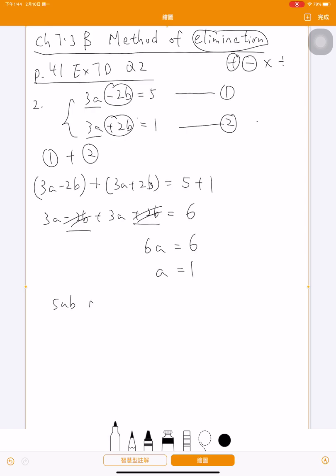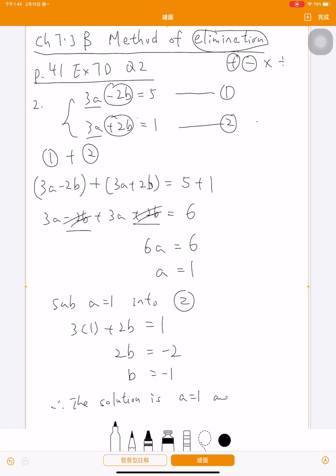So again, just the same method, substitute a is equal to 1 into, for example, equation 2. So 3 times a, that means 3 times 1 plus 2b is equal to 1. 2b is equal to negative 2. So b is equal to negative 1. You can see that the solution is just the same, right? Because it's the same question. So we can get the answer. Understand?